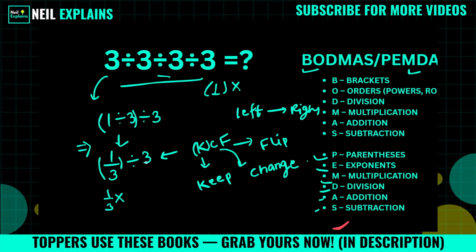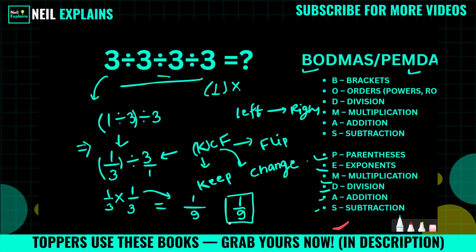And this 3, if you write 3, we can also write 3 by 1. Okay, so if you flip this, then it will become 1 by 3. And for this, if we multiply the numerators, 1 into 1, that is 1, and 3 into 3, that is 9. So the answer will be 1 by 9.